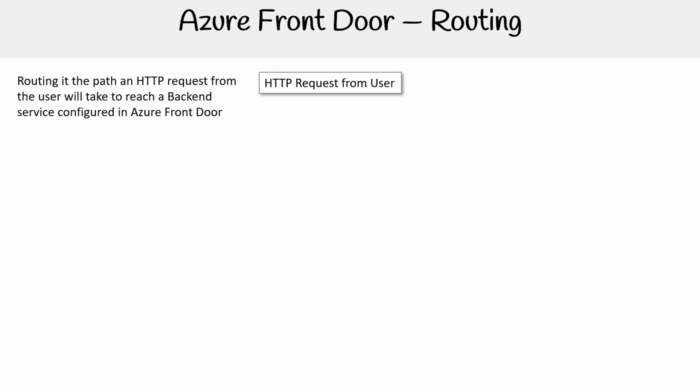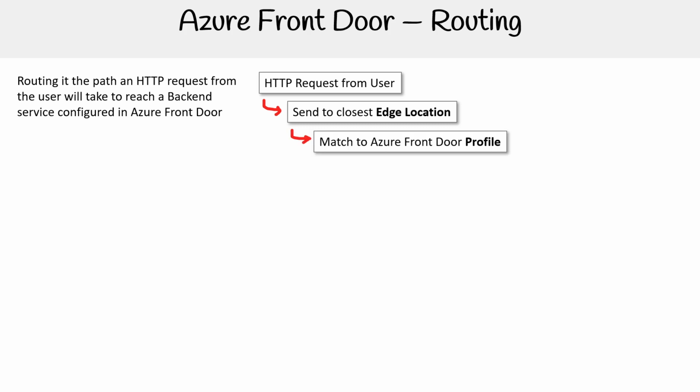likely. And then the idea is it'll go over the internet and find the closest edge location. Edge location is just a point of presence, a data center or software or hardware that is on the edge of a network that allows you to enter the Azure network. And so from there, you are now going to be in the Azure network. And so you will be matched with an Azure Front Door profile.